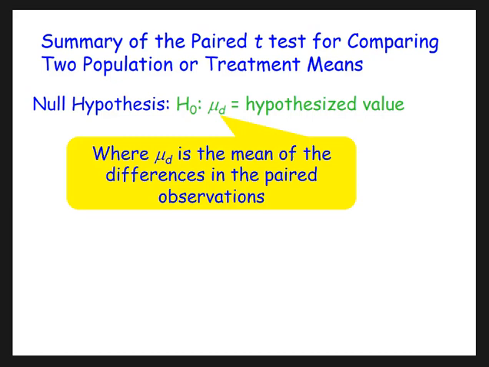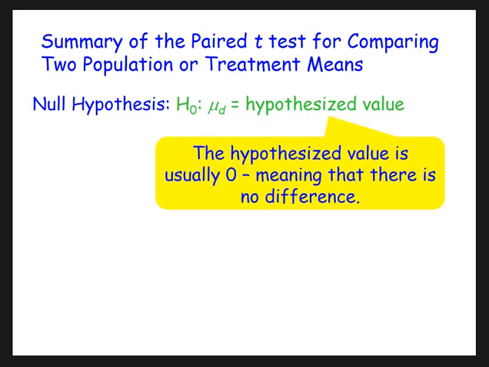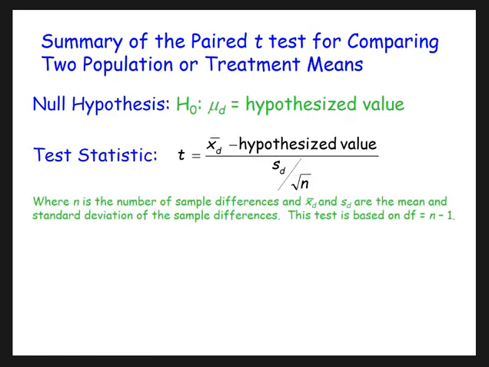So now our test statistic is not the difference between two sample means, it is the mean of those differences. Our data point is not the individual data points, but it's going to be the difference between the readings for the two members of the pair. So the hypothesized value is usually 0 again, meaning that there is no difference. Our test statistic is just the mean of the differences minus that hypothesized value, divided by the standard deviation of the differences divided by the square root of n.